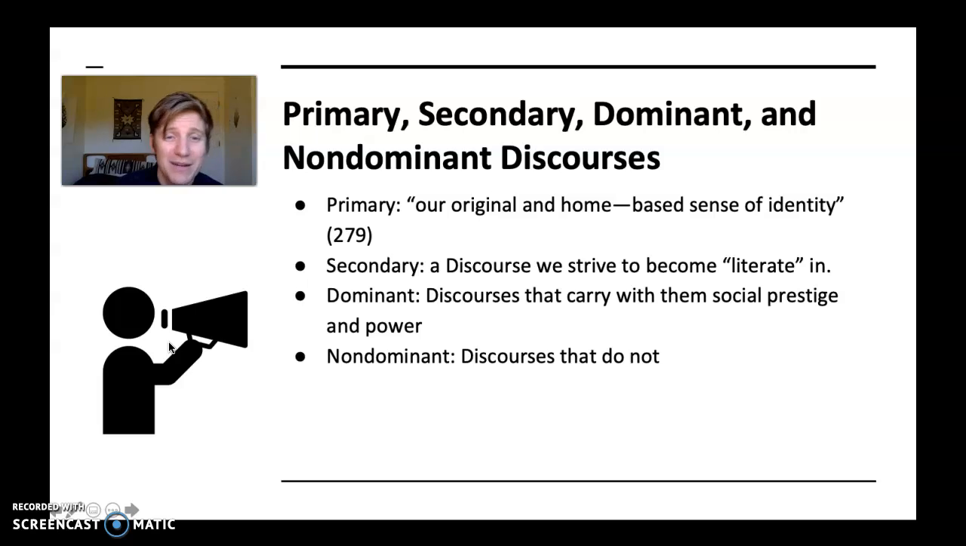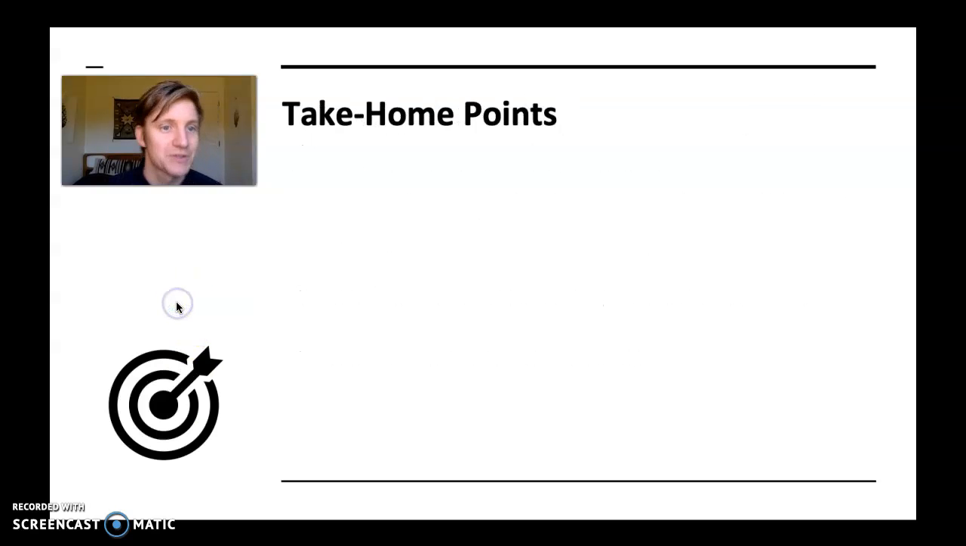These ideas of dominant and non-dominant discourse that G brings up are fascinating. They're similar to primary and secondary, except that he says certain discourses have a sort of social prestige and power attached to them, and others do not. I won't belabor these here, but boy, is this a fascinating concept, and maybe an interesting thing to apply to your discourse community.